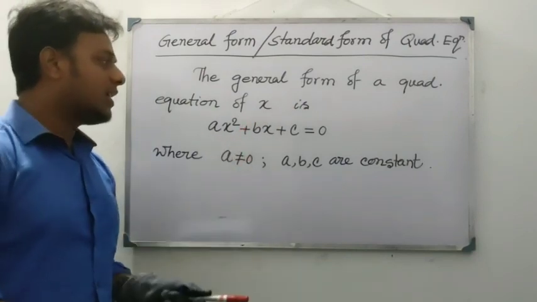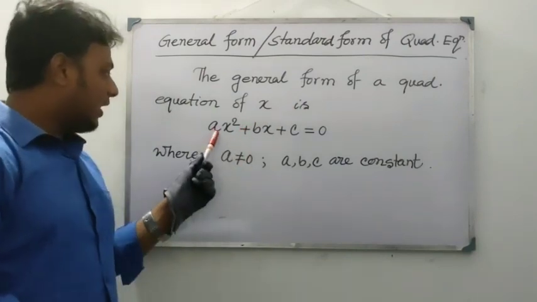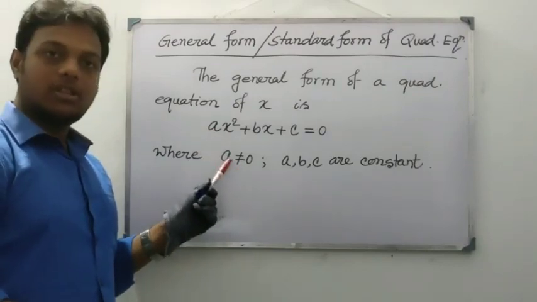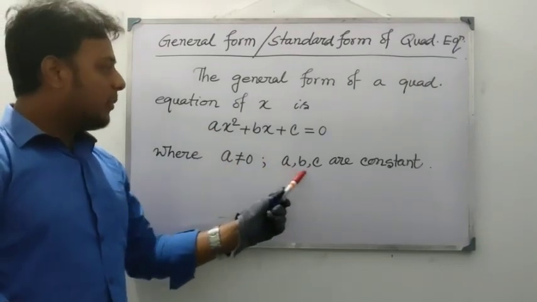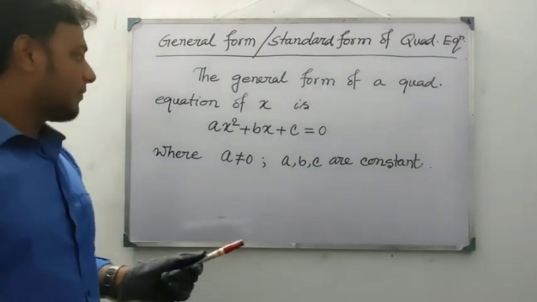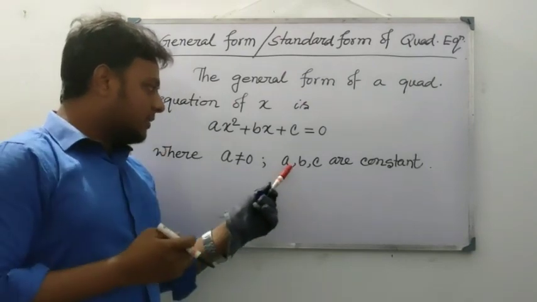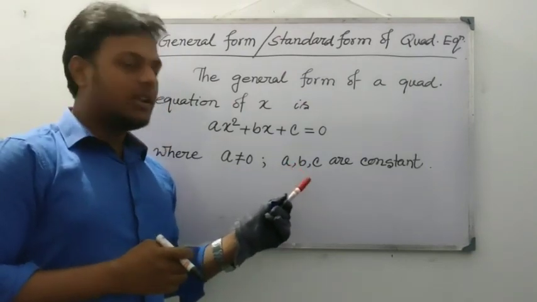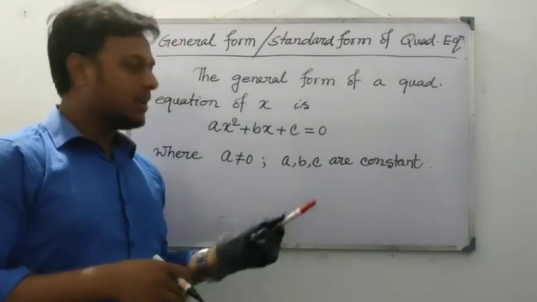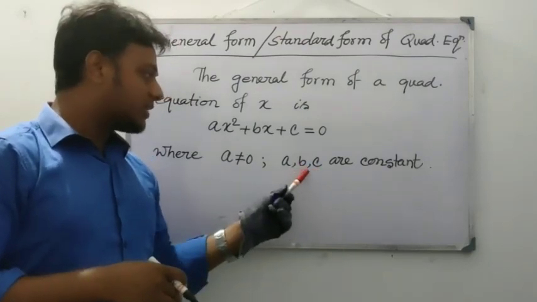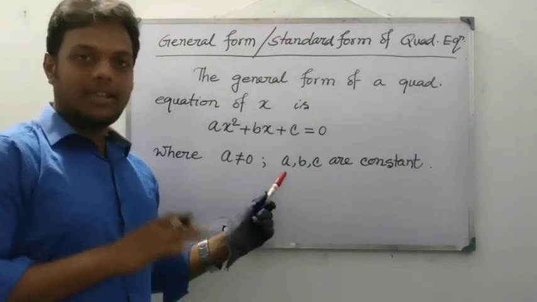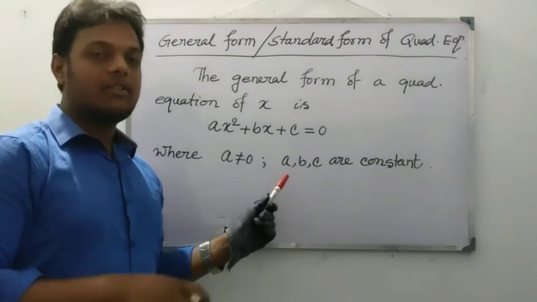The general form of a quadratic equation of x is ax² + bx + c = 0, where a, that means the coefficient of x², must be non-zero, that means not equal to 0, and a, b, c are constants. What is a constant? Constant means independent of x. Independent of x means a, b, c will take a real value. Suppose a is 2, b is 5, c is 7, and c can be 0, b can be 0, but a is always not equal to 0. Except 0, a can take any value.